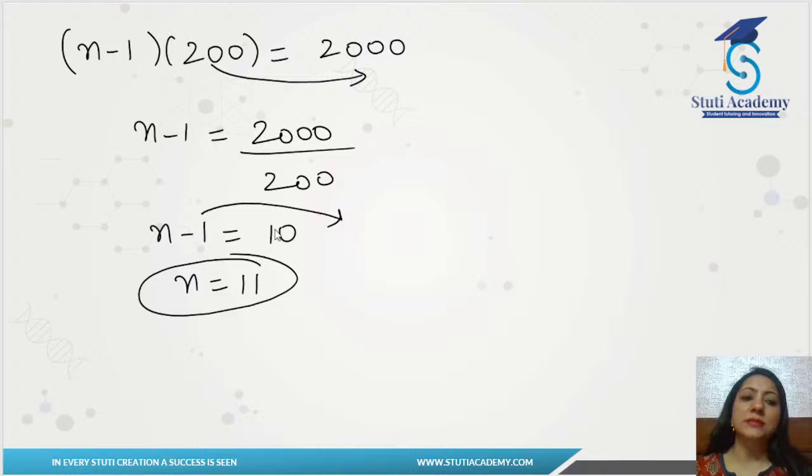n is 11. That means the 11th term of this AP is 7,000. That means in the 11th year, his salary will reach 7,000 rupees. I hope students this question is clear to everybody.